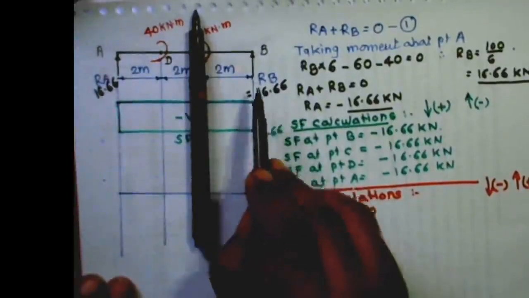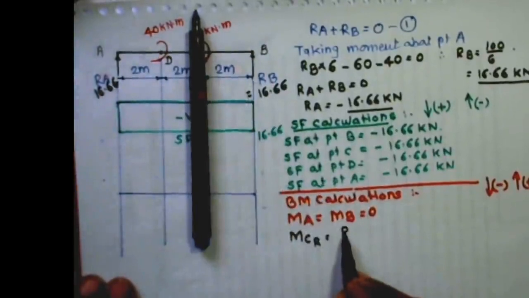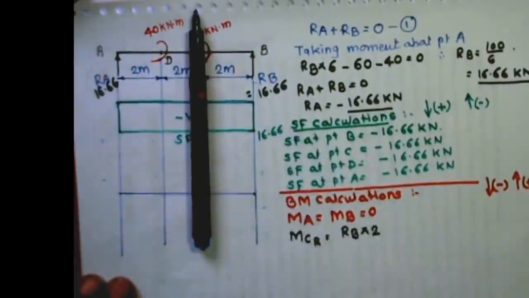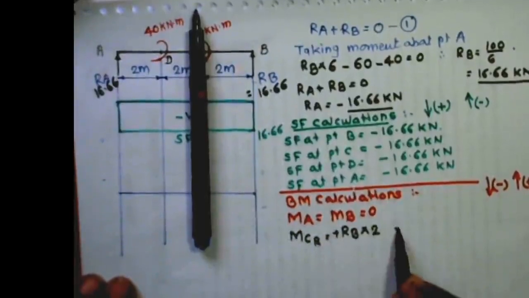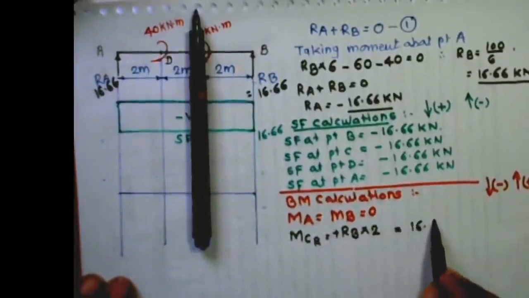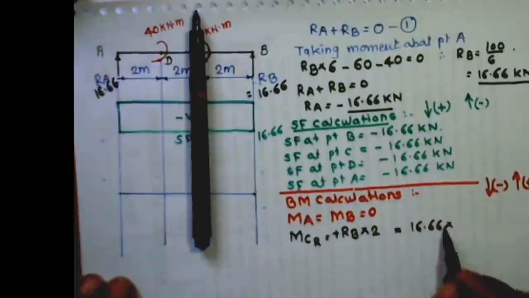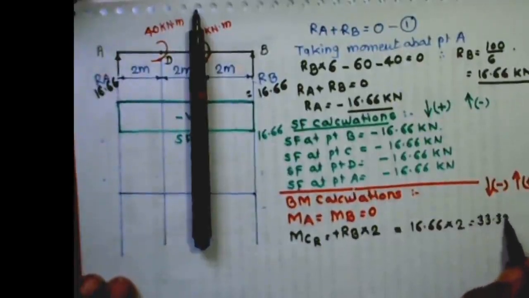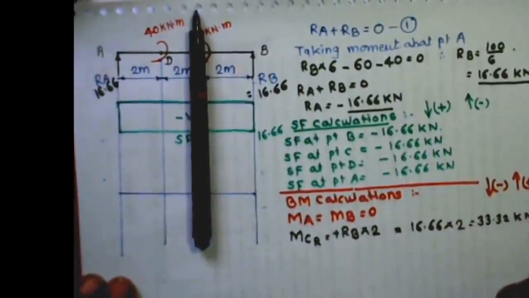RB into 2. RB is acting in the upward side, so the sign convention will be positive here. So RB means 16.66 into 2, so it becomes 33.32 kilonewton meter.